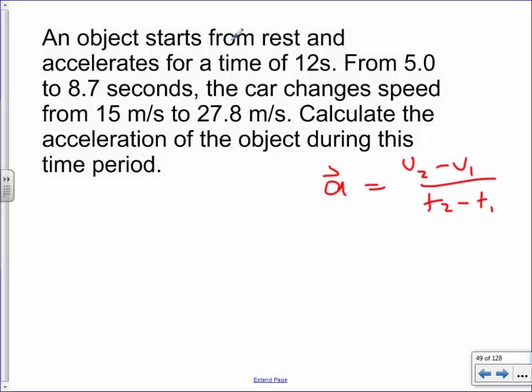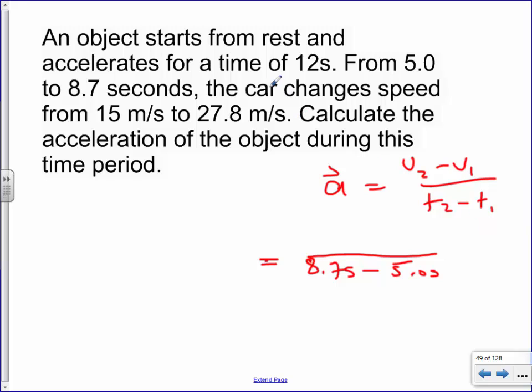The car starts from rest, accelerates for 12 seconds. However, what we actually care about is only the time frame from the 5-second mark to the 8.7-second mark. So in this second formula, I'm going to use 8.7 seconds and 5.0 seconds as the two time values given. Doesn't matter which one you use, so long as you're consistent and you make sure you do the big one minus the little one. What's V2 minus V1? Good question.